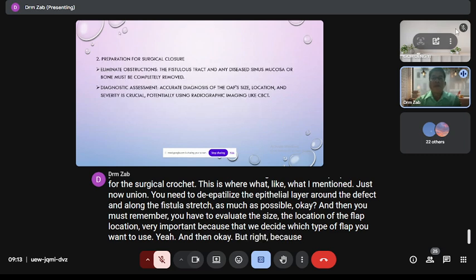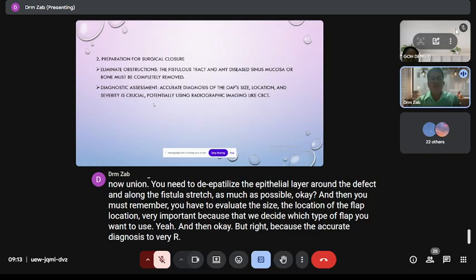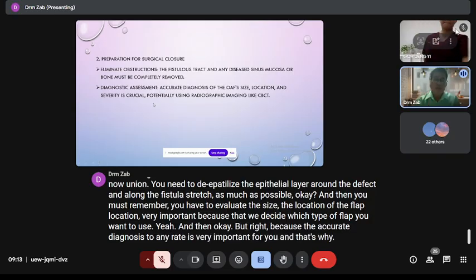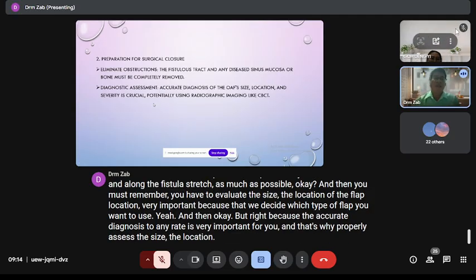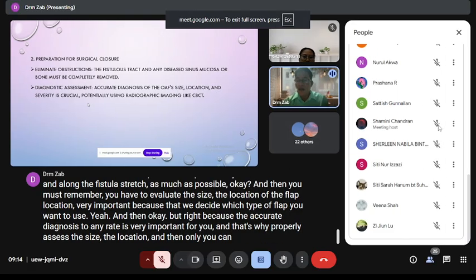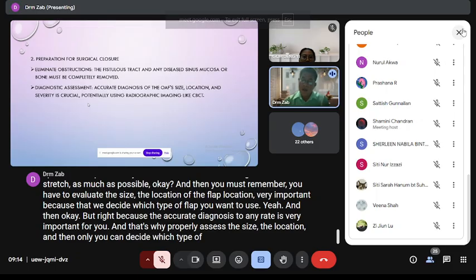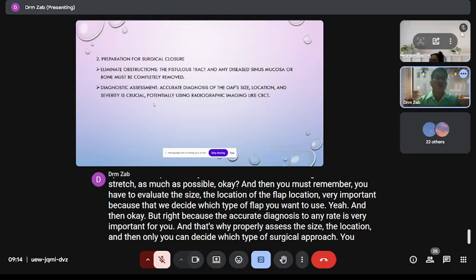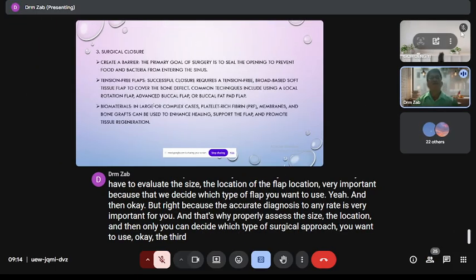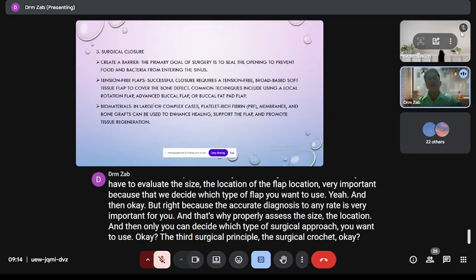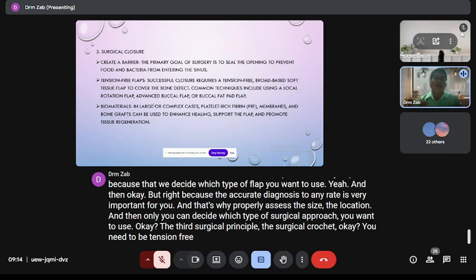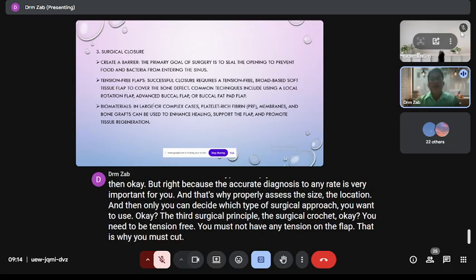Accurate diagnosis too is very important for you. That's why you properly assess the size and the location, and only then can you decide which type of surgical approach you want to use. Okay, the third surgical principle, the surgical closure, needs to be tension-free. You must not have any tension on the flap. That is why you must cut the periosteum.